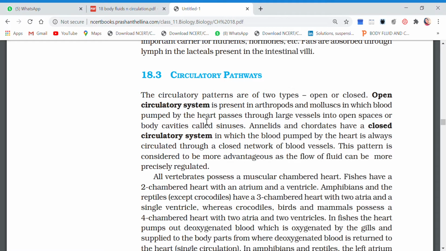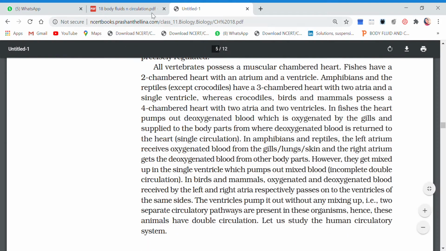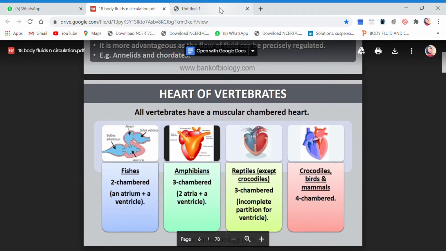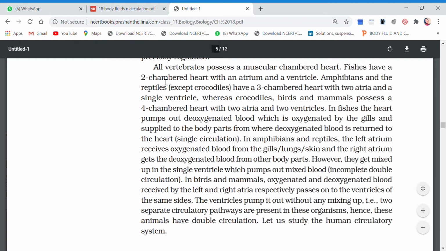In the previous video, which was a very small one, I had discussed open circulatory system and closed circulatory system. We did this through a very small PPT also, and I told you what is open and closed circulatory system. Now children, let's start with your NCERT.